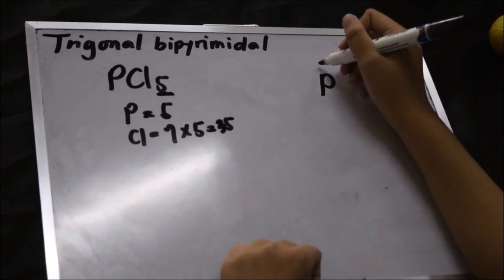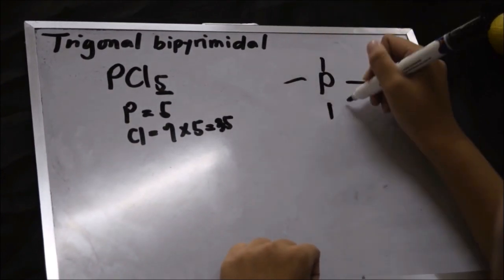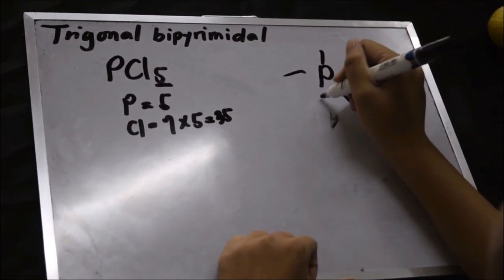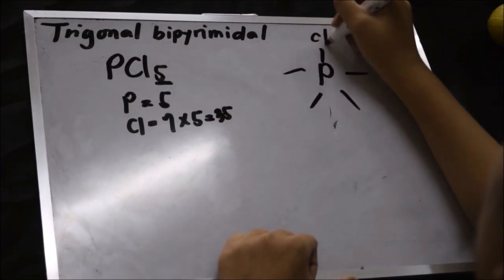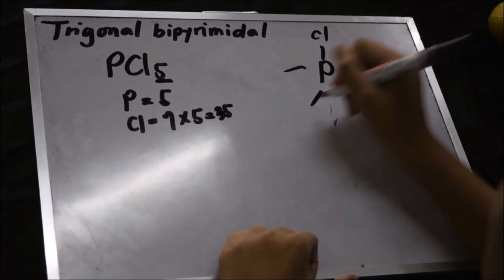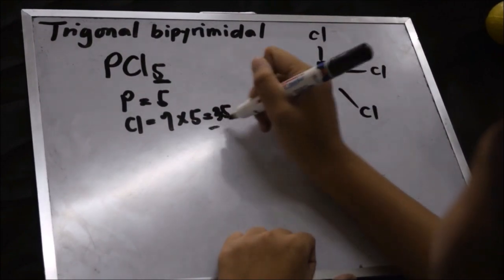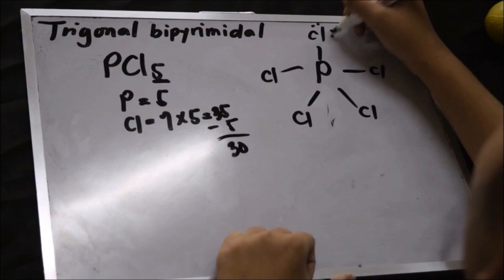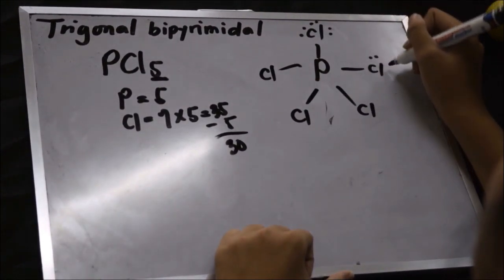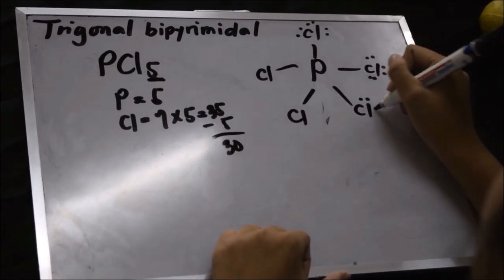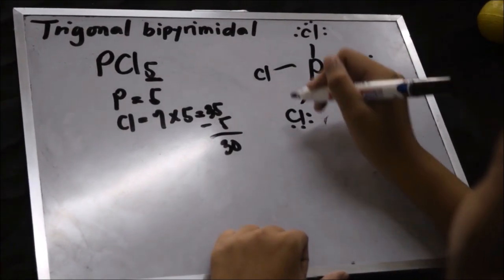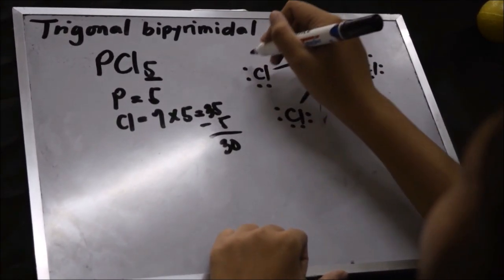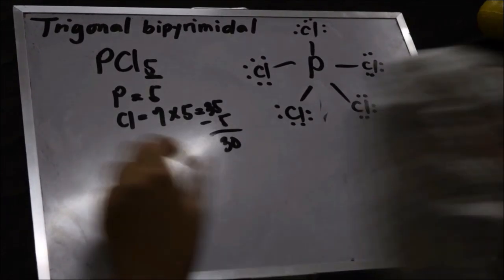Then draw the Lewis dot structure with phosphorus as the central atom. Then subtract 5 from 35 because there are 5 pairs already distributed in the phosphorus. Their difference is 30, which means 15 pairs of valence electrons should be distributed in chlorine. So, the octet is now complete.